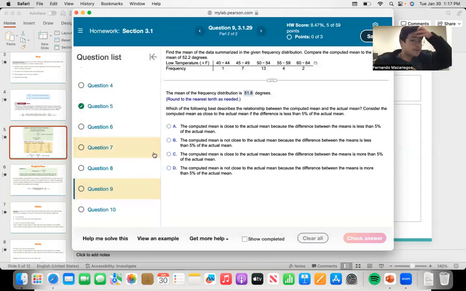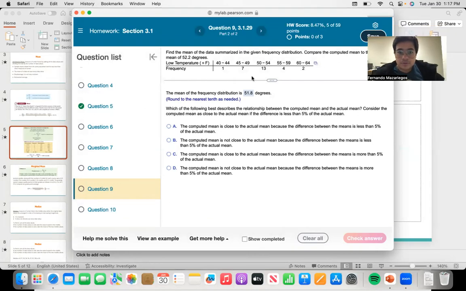So that's number 9. There's another question. Compare the computed mean to the actual mean of 52 degrees. So we're comparing these two, 51.8 to 52.2. It's pretty close, 0.4 difference. The computed mean is close to the actual mean because the difference between the means is less than 5% of the actual mean. The difference is 0.4, right?